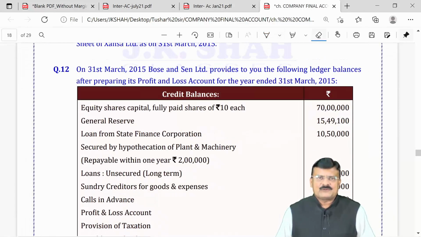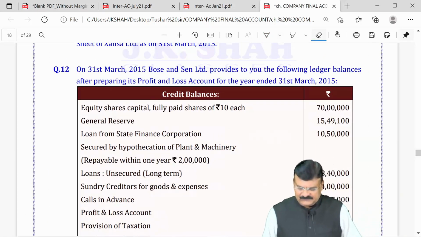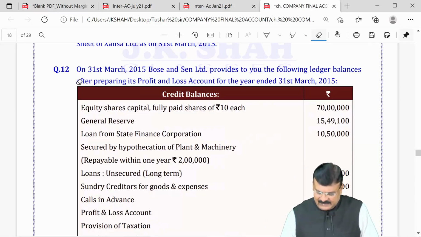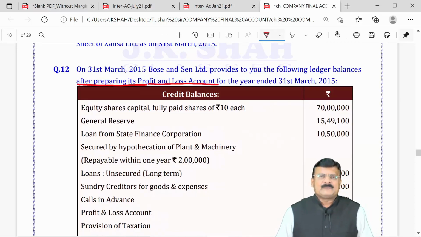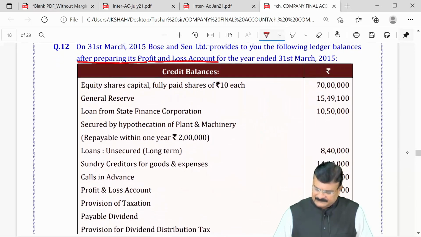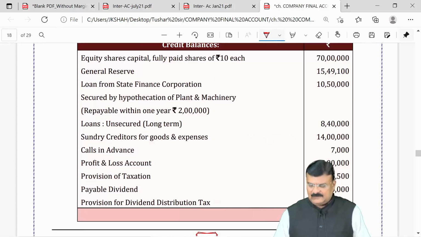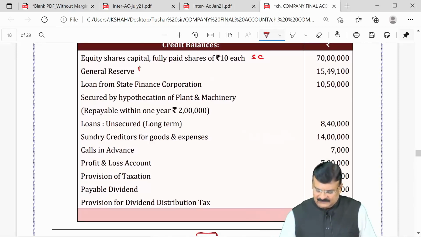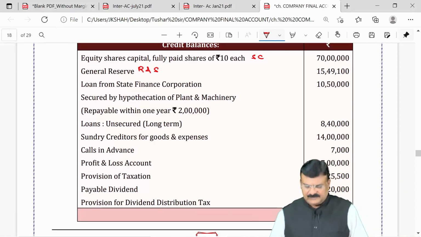We take question 12 in your textbook. On 31st March 15, Boss and Son Limited provides to you the following ledger balances after preparing, look at the words given, after preparing its profit and loss account. That means we just have to prepare a balance sheet for the year ended on 31st March 15. Just try to classify. Share capital, fully paid shares of tonnage is share capital. General reserve, reserves and surplus.